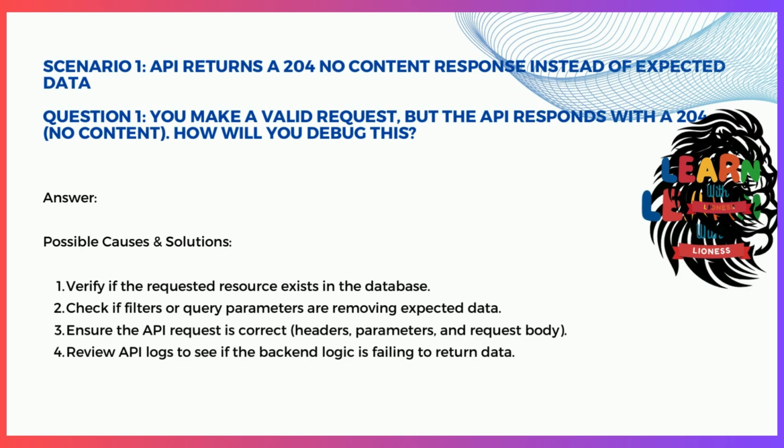Question 1, you make a valid request, but the API responds with a 204, no content. How will you debug this? Answer. Possible causes and solutions.